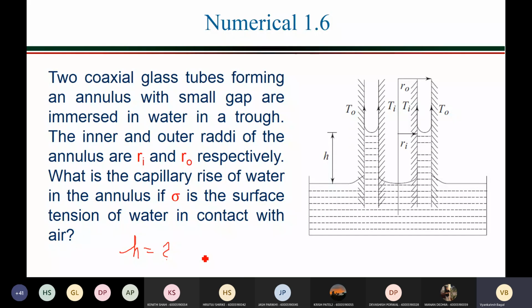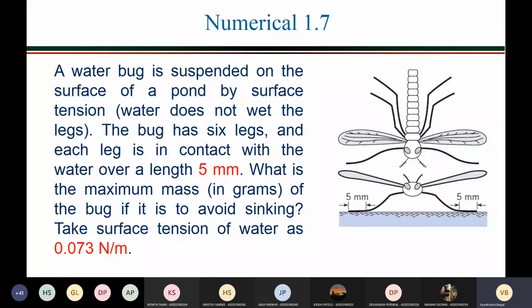Now again, which concept will you use? The same concept. The vertical component of the surface tension force is balanced by the weight of the liquid column. Follow the same procedure and you will be in a position to find the expression for capillary rise. So this I leave it to you as homework. You can do it at your end. Fine. Now next, take down 1.7.